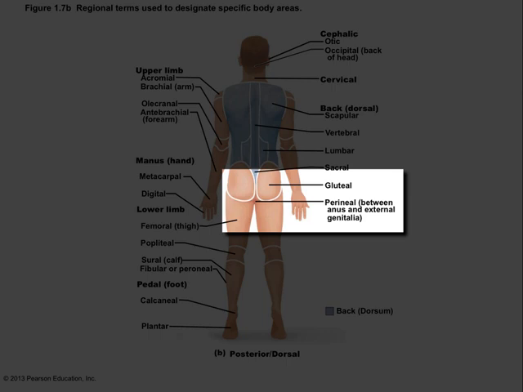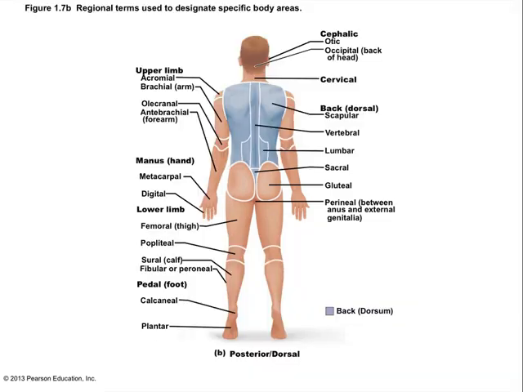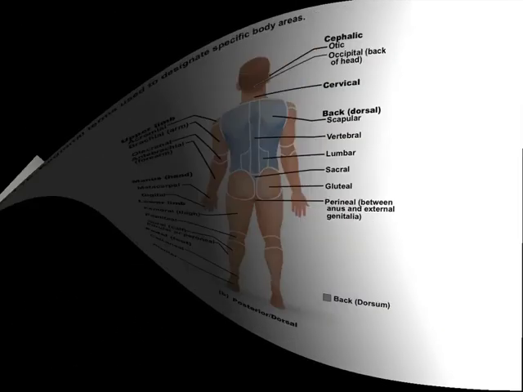The butt cheeks themselves would be the gluteal area. As we come down and center, we get to the perineal area that's between the anus and the external genitalia, and that will finish off this particular picture. Let's turn to the next page, where we'll be seeing an idea of anatomical variability.